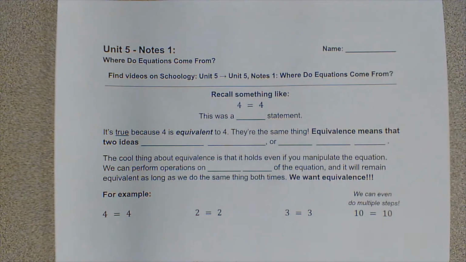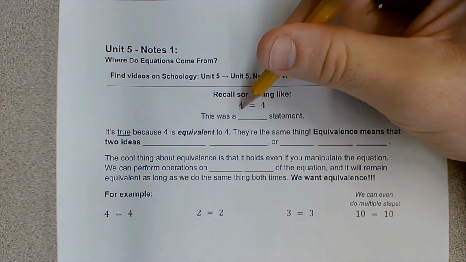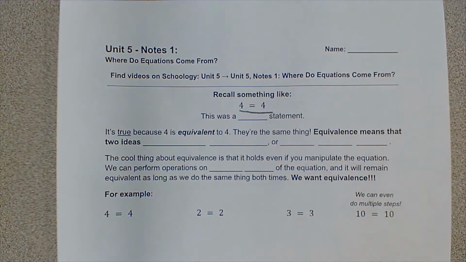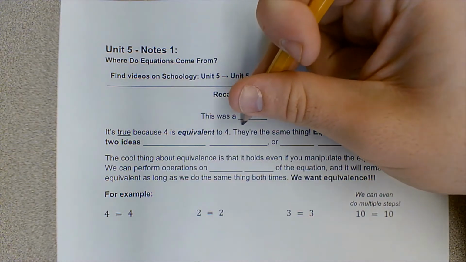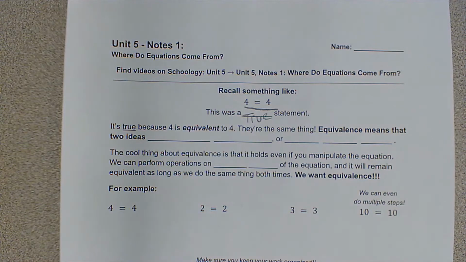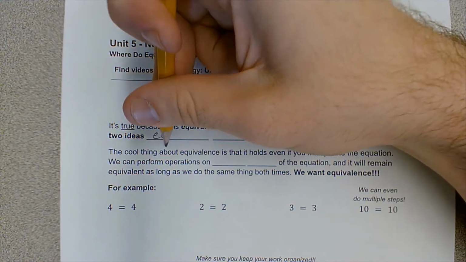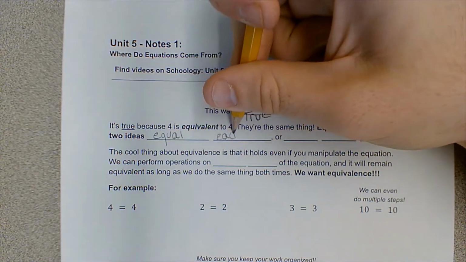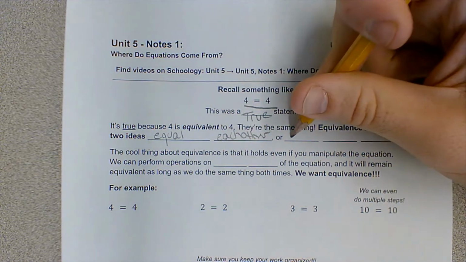So, to make sure you remember, equations are any sort of math sentence, any group of letters, numbers, whatever, that has an equal sign. So, for example, I have something extremely simple like 4 equals 4. 4 equals 4 is technically an equation. Now, we can say something very true about this equation. This is a true statement. It's true because 4 is equivalent to 4. They're the same thing. Equivalence means that two ideas equal each other, or are the same.